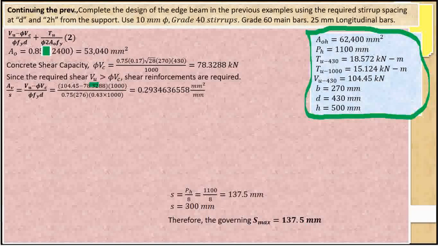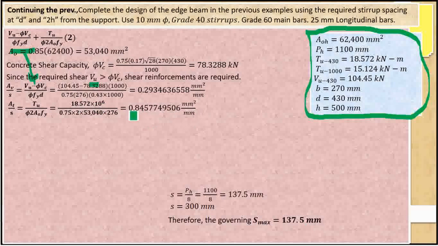Ngayon, solving for the first part of the equation, yung para sa shear natin, so, VU minus PVC over Phi FYD. So, direct substitution lang ito ng mga formulas and makakuha tayo ng sagot na equal sa 0.29 mm squared over millimeter. Tapos, para naman sa torsion, AT over S, so TU over Phi to AOFY. Again, direct substitution lang ito ng mga values natin and makakuha tayo ng sagot na 0.85 mm squared per millimeter.